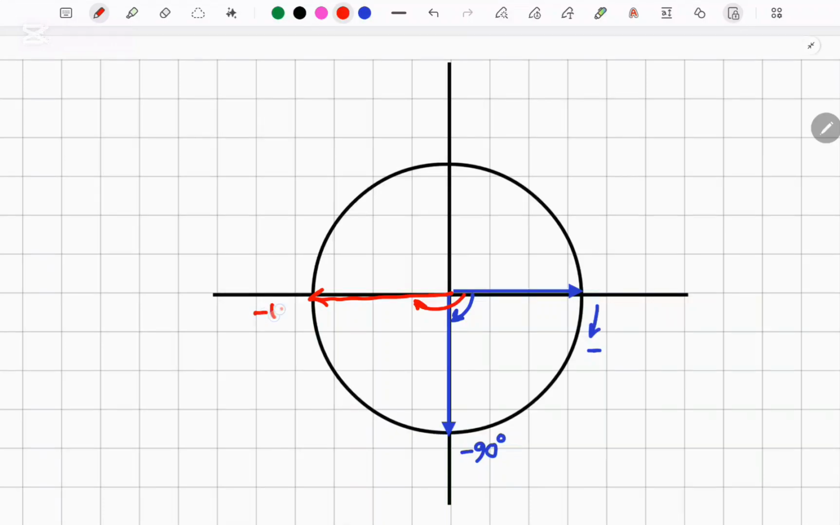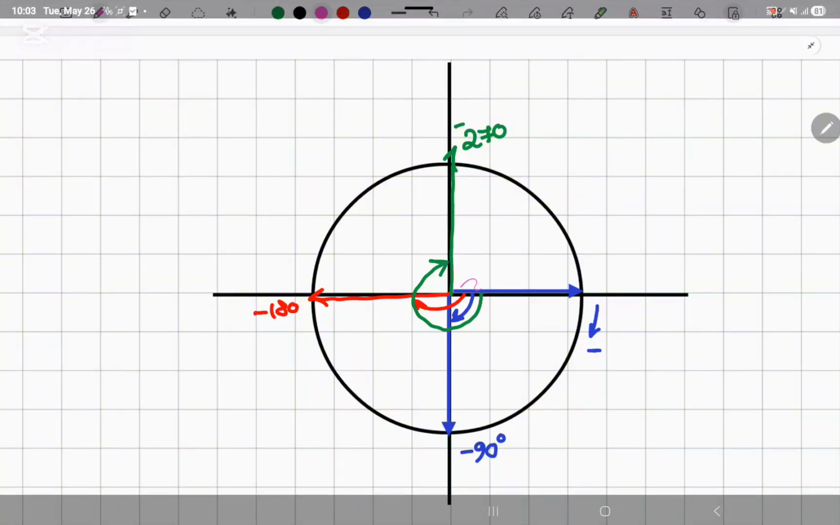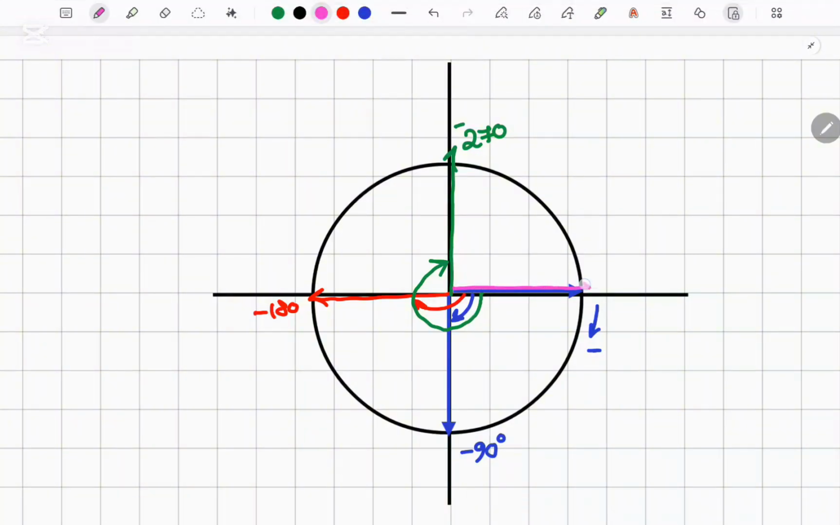So this is negative 180 degrees. And if I wanted to show, for example, negative 270 degrees, it would have been here. Again, the initial side is here. You go all the way to that part. So it's negative 270 degrees. And if I wanted to show negative 360 degrees, it would have been here. Okay, so that's negative 360 degrees, right?